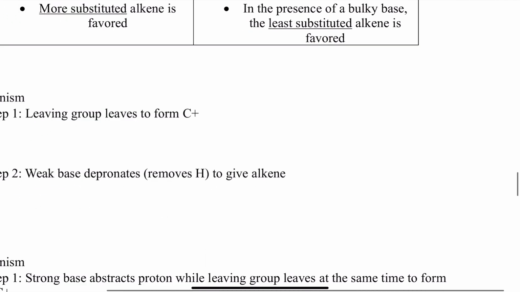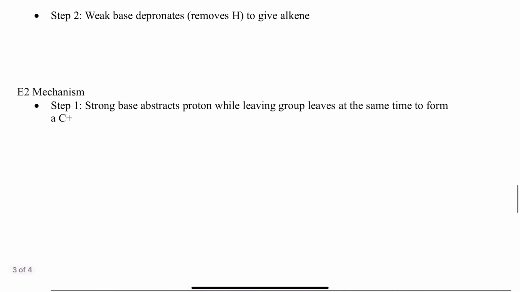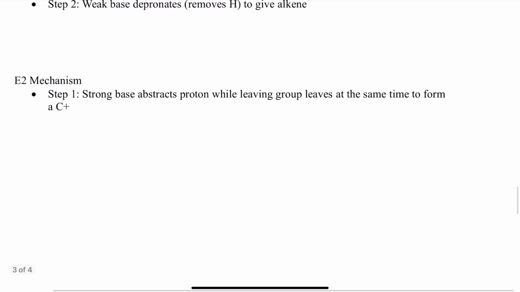So the next mechanism that we're going to move on to is the E2 mechanism. Again, this is a concerted reaction, so all of our bonds are forming and breaking all at the same time. So it's going to be very, very quick. However, it is important to note, which I did not write down, that E2 reactions have a certain stereochemistry that they should follow, which we call anti-coplanar. I'm going to write this down real quick.